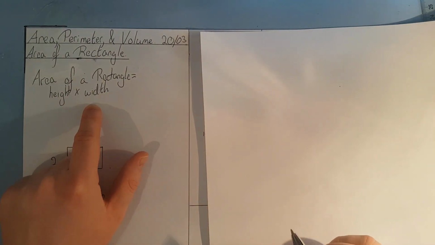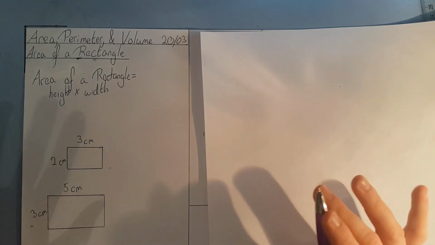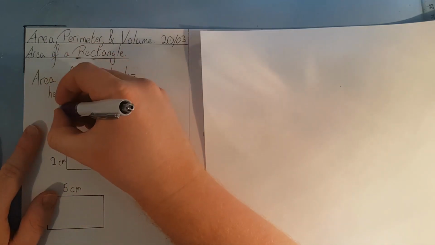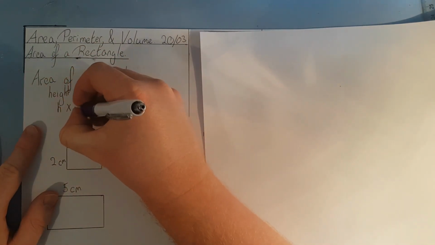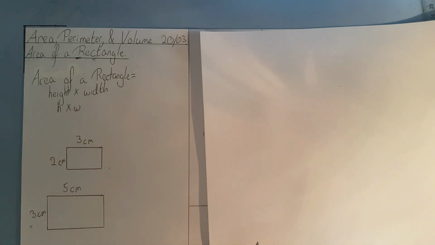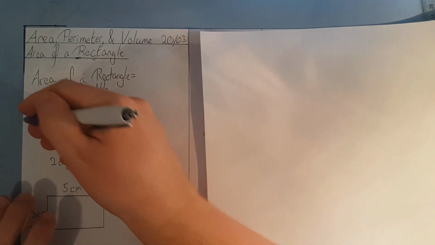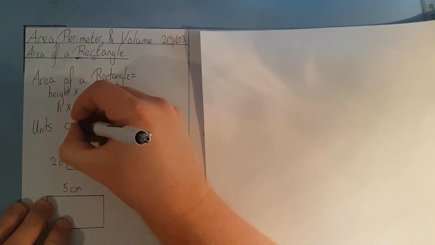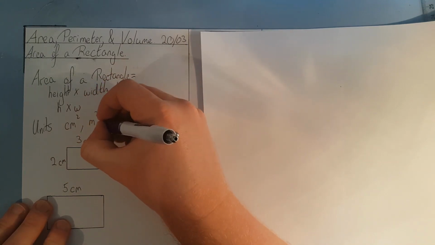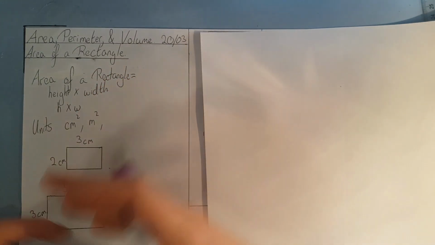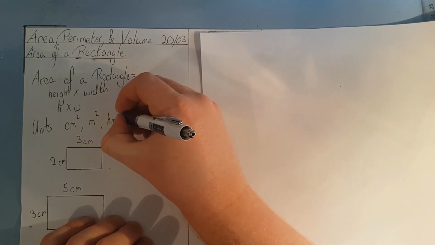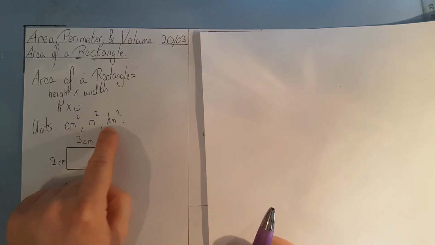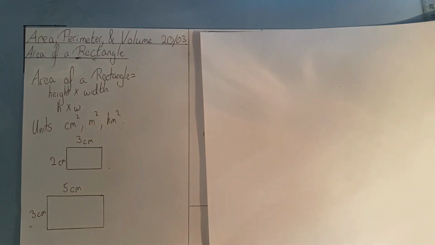Or if we want to do this using our algebra, using our notation, we don't write down height multiplied by width every time we do these kind of things. So we'll just go h multiplied by w, with h being height, w being width. Simple as. And the units for this are, you know, centimeters squared, meters squared. You could measure land in kilometers squared, and so on. So I think they give the area of Ireland, for example, in kilometers squared.